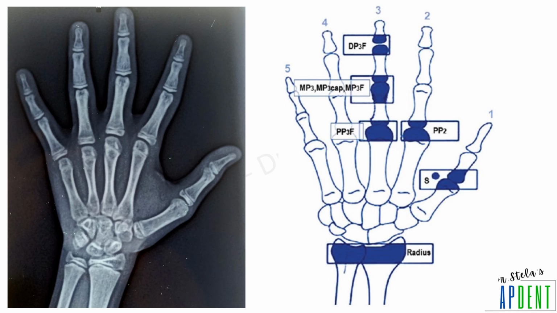Apart from this, there are also some abbreviations used. For example, S stands for sesamoid bone, PP for proximal phalange, MP for middle phalange and DP for distal phalange.